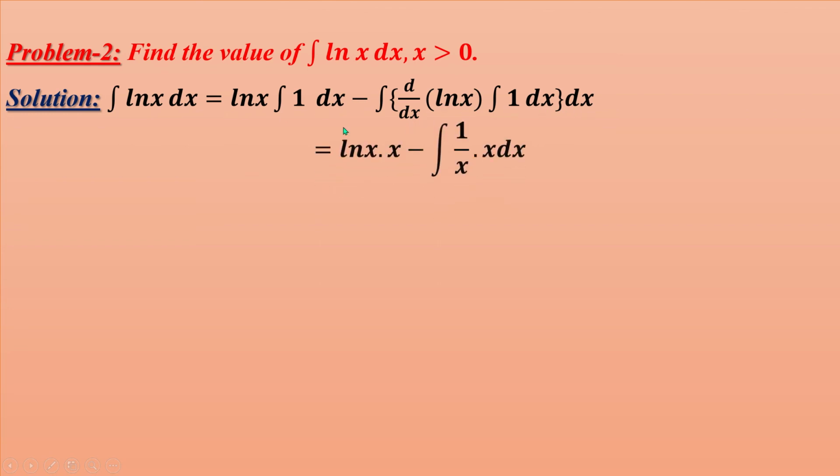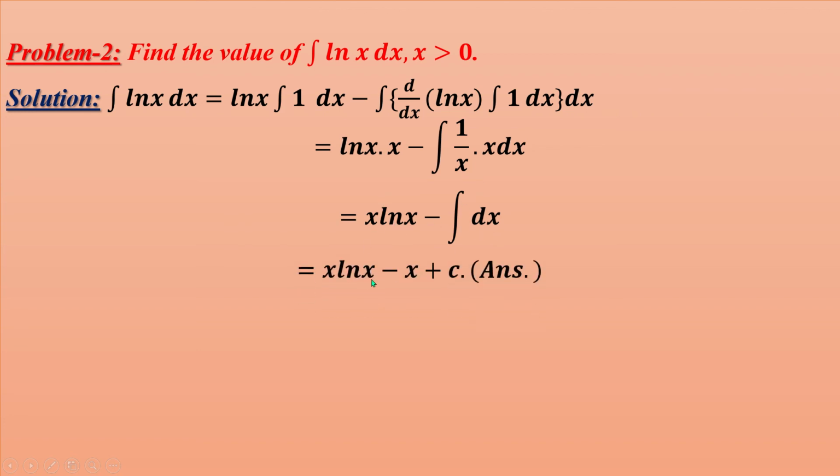Now calculate. Here will be ln x into x because integration of 1 with respect to x is equal to x, and here will be 1 by x into x dx. Now x cut, here will be x minus x into ln x minus integration of dx, and this equals, we can write x ln x minus x plus c. This is the required answer. Clear?